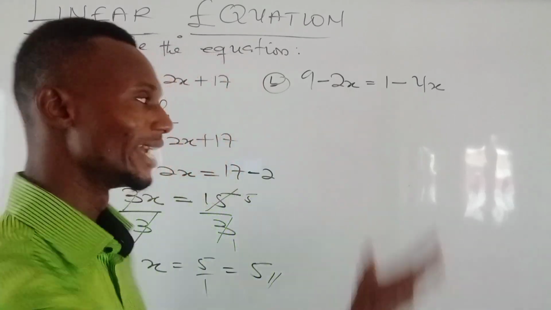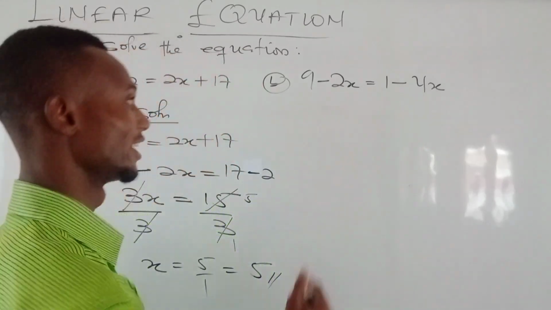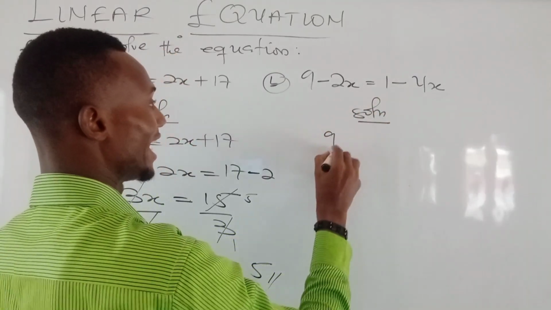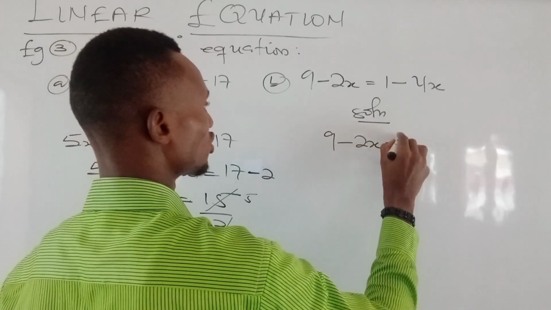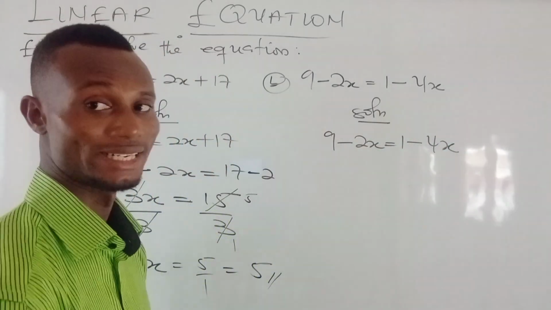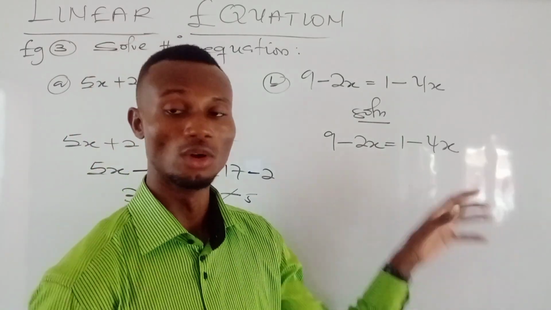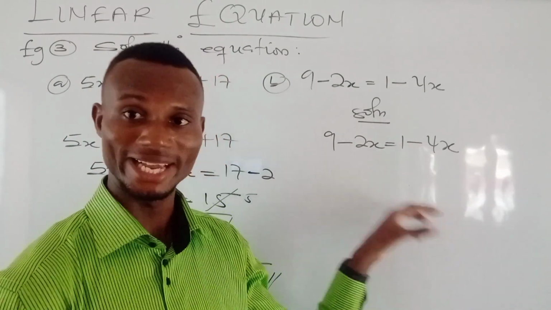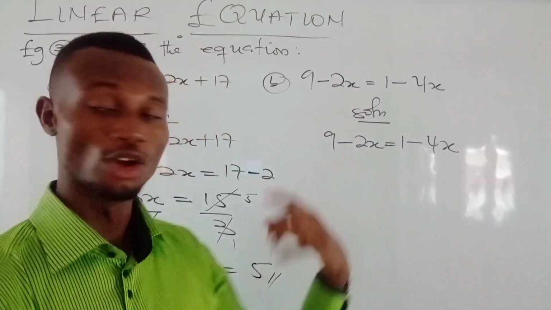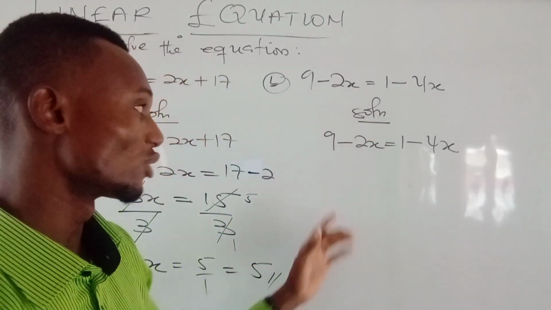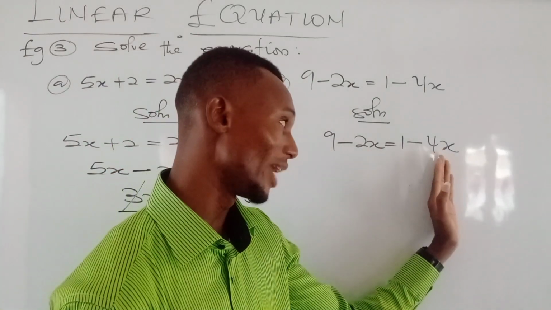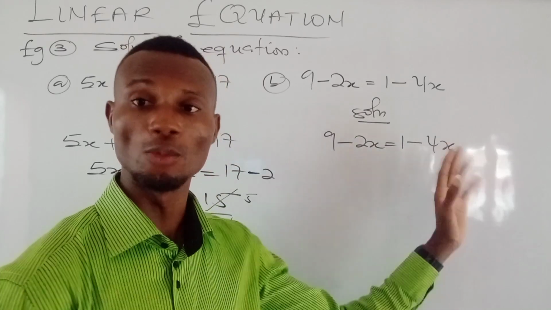Okay, let's go ahead and tackle the b as well. Let me write my solution and let's do it together. So I have 9 minus 2s equals to 1 minus 4s. We are solving for s in this equation. Solving for s simply means make s stand alone in the equation, so everything that is attached to s, we'll move it away. But before that, you can see that we have s at this side of the equation, and there's also s at this side of the equation.